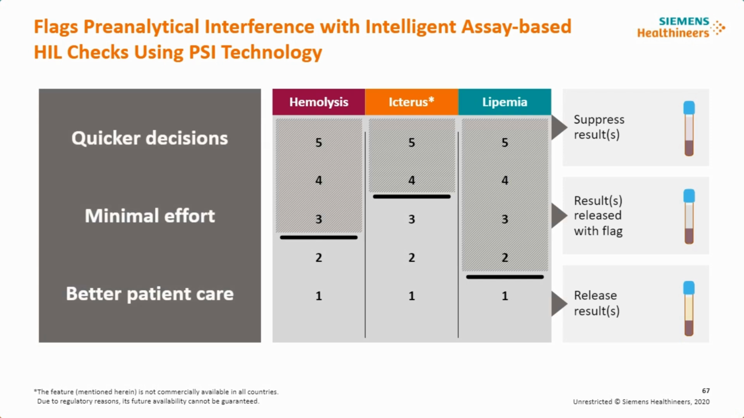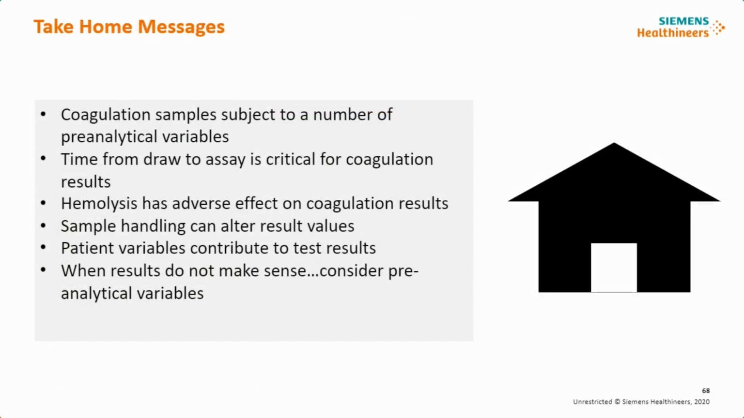So this PSI technology allows for quicker decisions, minimal effort, and at the end of the day, better patient care, which I think is the most important thing. And with that, I'd just like to conclude. We know that coagulation samples are subject to a number of pre-analytical variables. They could be a result of patients, sample collection techniques, transportation, a whole slew of variables that could affect them. The time from draw to assay is critical for coagulation results.